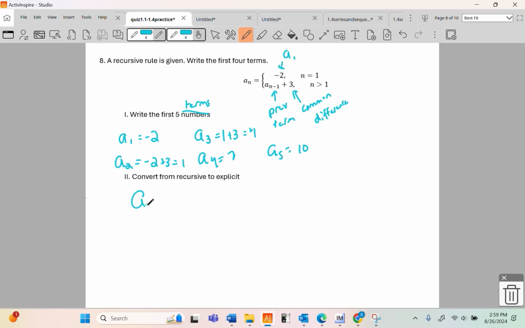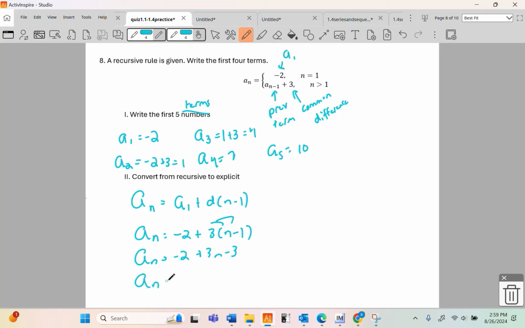Convert from recursive to explicit. So you will have to have this down. A sub n is the first term plus d times n minus 1. And we're going to grab all that information from the rule. -2 plus 3 parentheses n minus 1. Then you're going to invoke the distributive property. We're going to have 3n minus 3. And we're going to combine -3 and -2, and we're going to get -5. And that is the explicit rule.